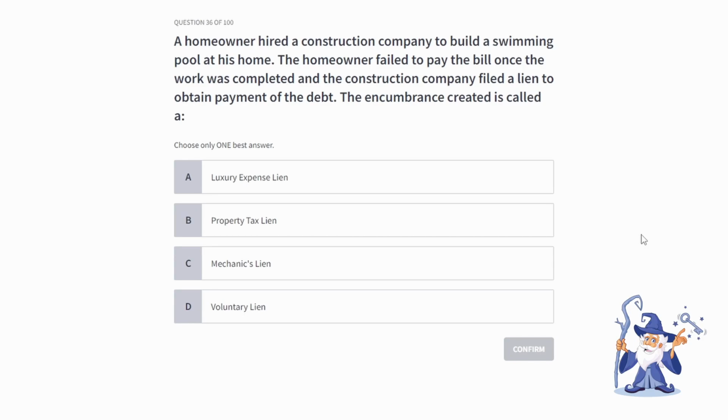Okay, question 36. A homeowner hired a construction company to build a swimming pool at his home. The homeowner failed to pay the bill once the work was completed, and the construction company filed a lien to obtain payment on the debt. The encumbrance created is called, and it gives us four options: A, luxury expense lien, B, property tax lien, C, mechanics lien, or D, a voluntary lien. So take some time and come up with your answer on that one.